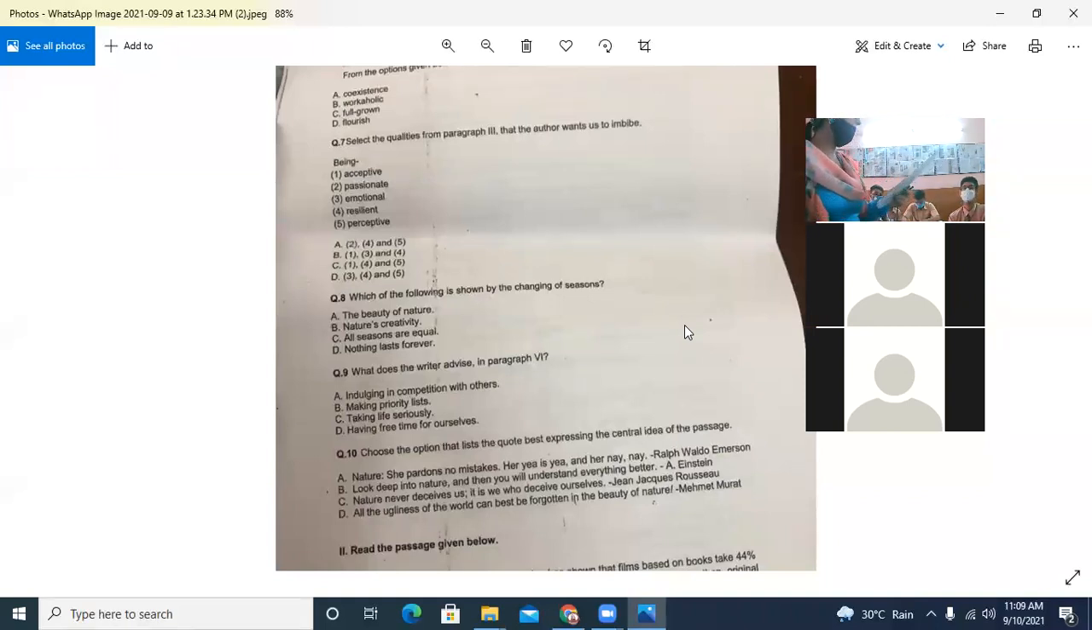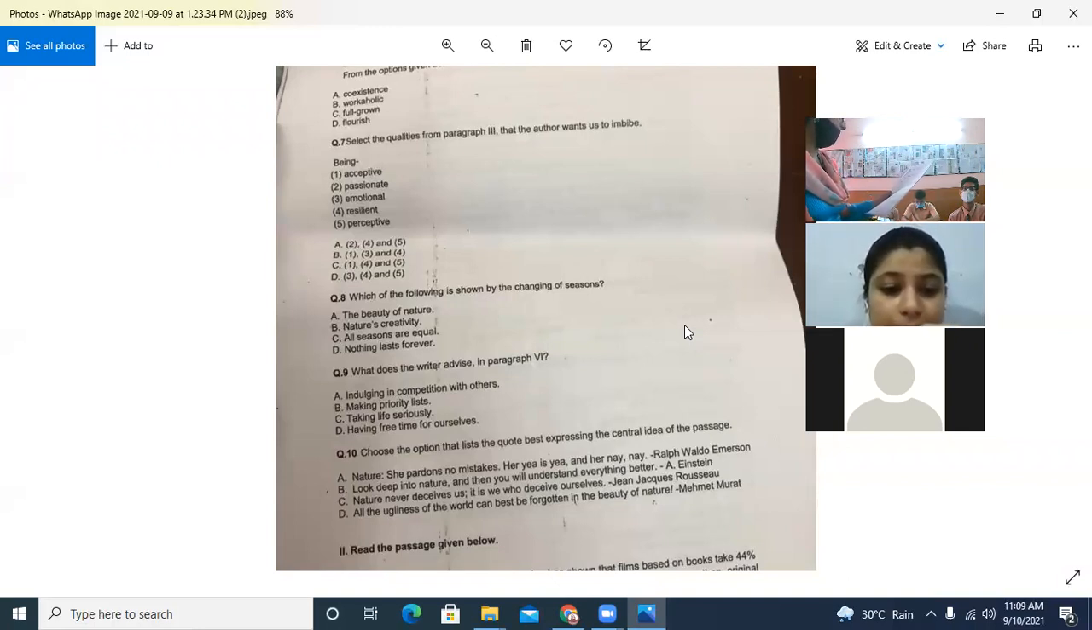Select the qualities from paragraph 3 that the author wants us to imbibe. Which qualities? Receptive, passionate, or perceptive. Yes, which is the right option here? Which are correct for first of all? Which second? 1, 3, 4. Just C first of all. Acceptive. He wanted to be. He tells us life is another name. Yes, ma'am. Passionate. Yeah. He has told in the paragraph about being passionate. No, passionate we haven't read. So next, emotional. Yes or no?